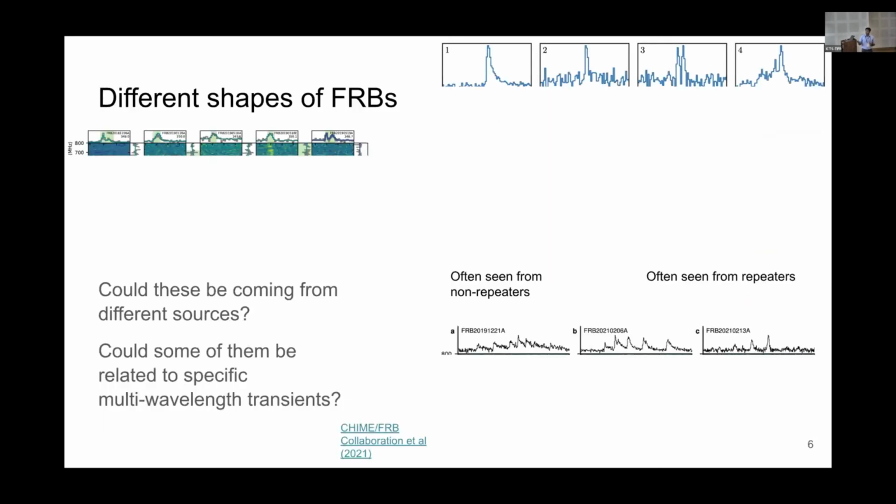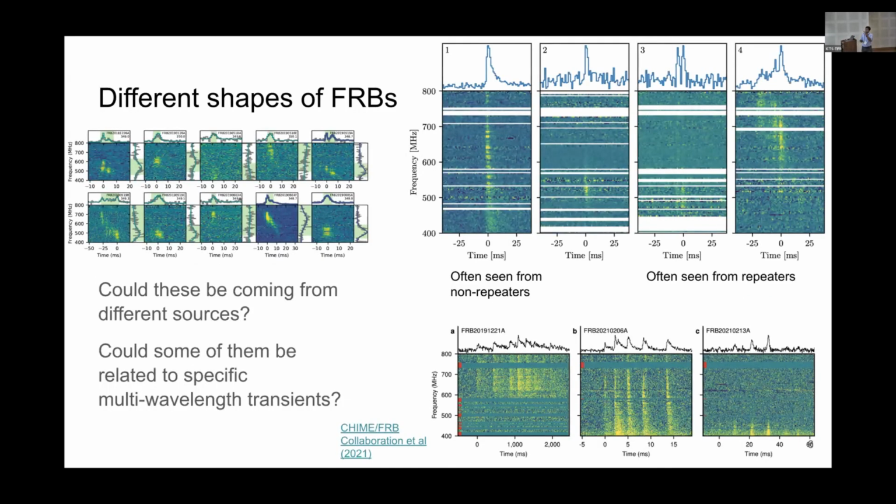Right. So now let's talk about what sort of things we can do. One thing is that FRBs come in very different shapes. This used to be the quintessential shape of an FRB. It's broadband, it's visible across all frequencies, it's very narrow, and you have this nice scattering tail. But it turns out FRBs come in all sorts of shapes and forms, right? We have these narrow band ones.